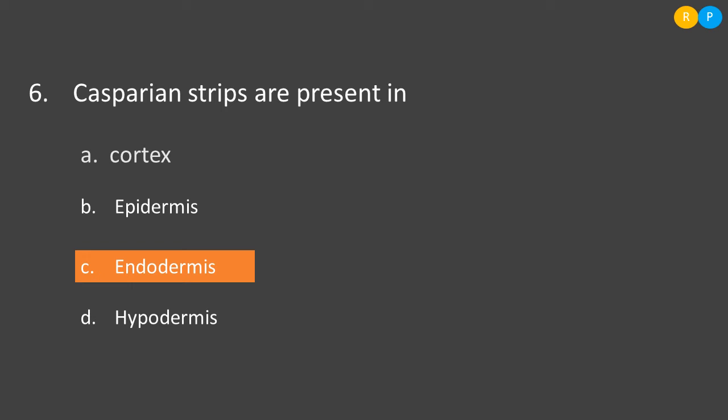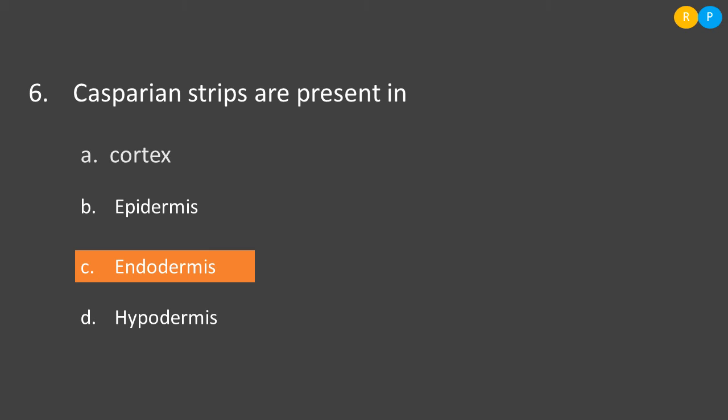So why is it present in the endodermis? What is the function of this strip? It acts as a protective covering. So because of the presence of Casparian strip, unwanted material cannot move from cortex region towards the xylem. So it will check the movement of unwanted material towards the vascular tissue region. So this is the actual function of Casparian strip.